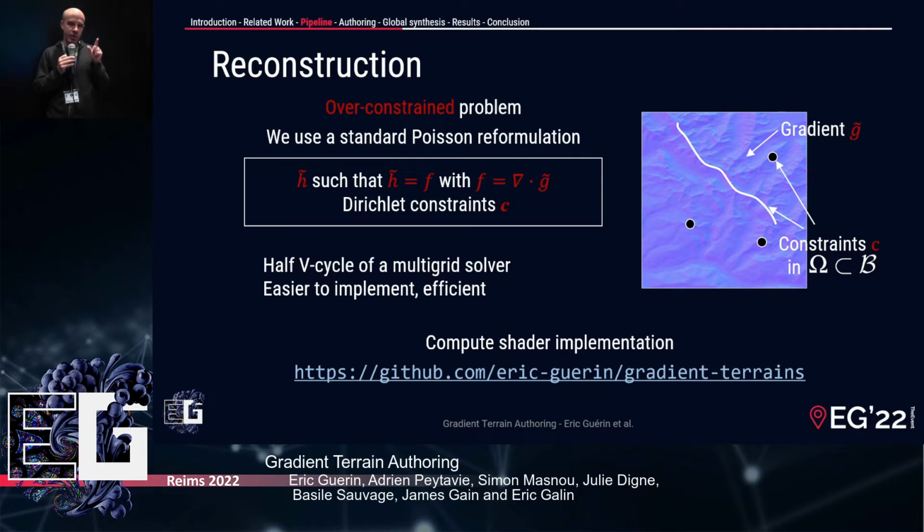And this is very special in our solver because the majority of solvers do not enable the positioning of constraints everywhere onto the map. So these constraints can be punctual, can be curves, and can be also surfaces. We implemented a fast and efficient solver that can be seen as half a V-cycle in a multi-grid algorithm. Note that the compute shader implementation is available on GitHub at the following address.